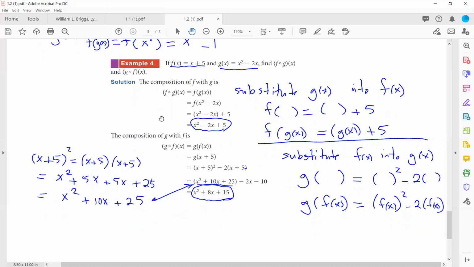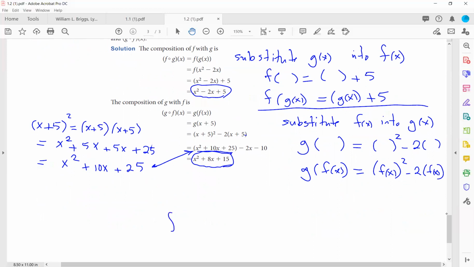Please note that f of g and g of f are two different functions. In general, f of g is not equal to g of f.